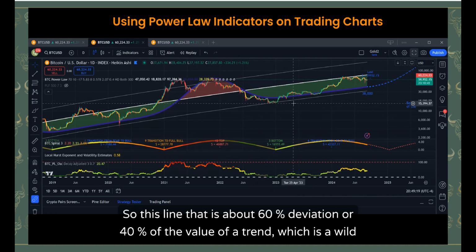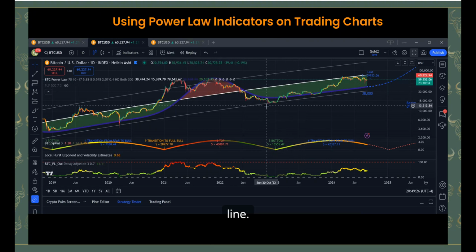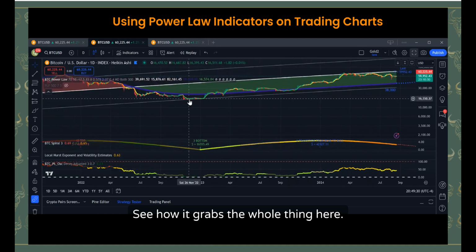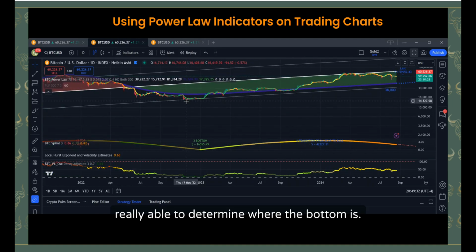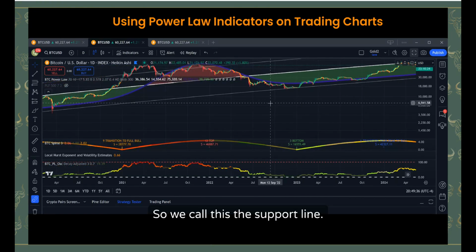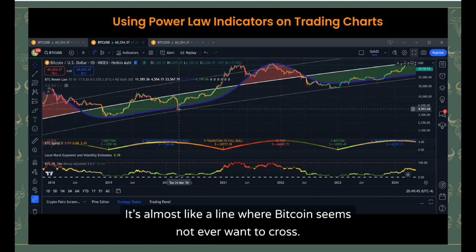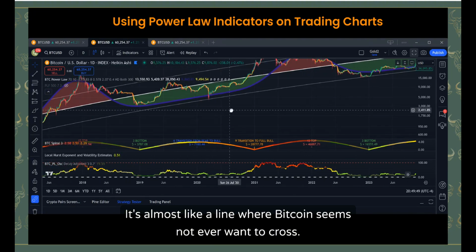So this line, that is about 60% deviation or 40% of the value of a trend, that is a white line, gives me almost perfectly the bottom. You see how it grabs the bottom here? It's really able to determine the bottom. So we call this the support line. And even during COVID, we didn't go below that. It's almost like a line that Bitcoin seems to not ever want to cross.